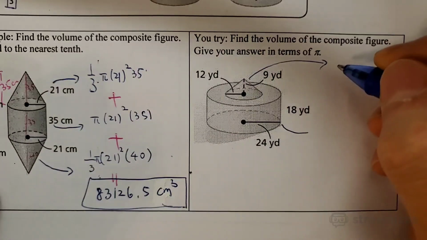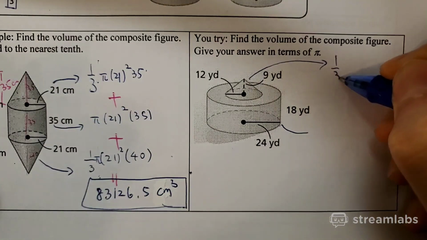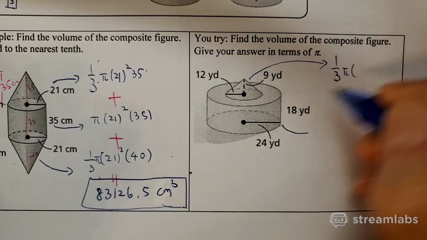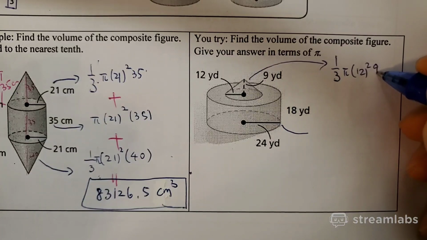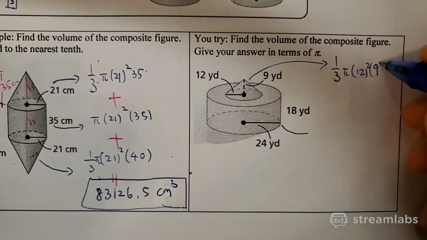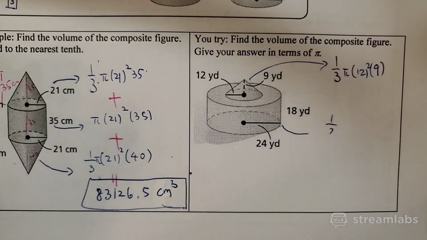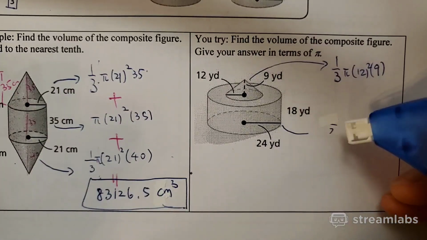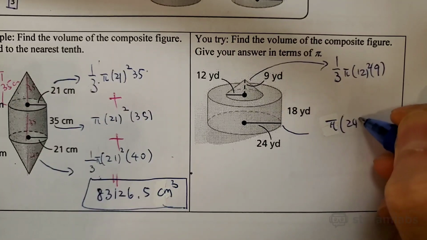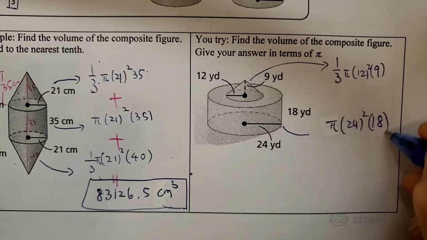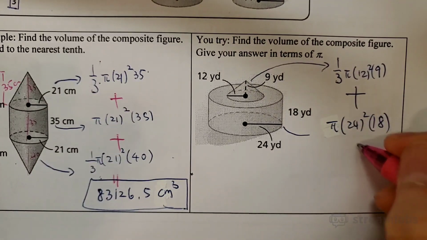First the top, I get a cone. Cone is 1/3 pi r squared h, right? 1/3 pi r squared, r is 12, height is 9. This one is not 1/3, because it's a cylinder. No 1/3 for a cylinder, okay? So pi r squared h. Add them up.